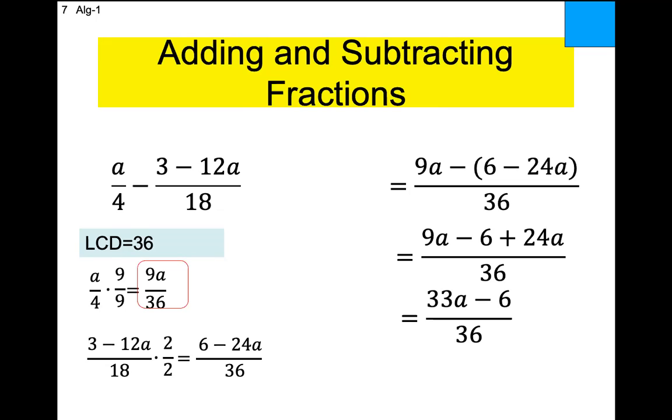Can we factor? Does anything go into 33 and 6? Nothing goes into 33 and 6? 6, no. 3. Right? 3 goes into 33 and it also goes into 6. So I'm going to factor out a 3, and I didn't write the steps. That would give me what? 11a minus 2, all over 36. Yes?